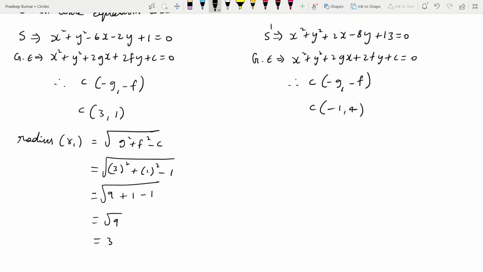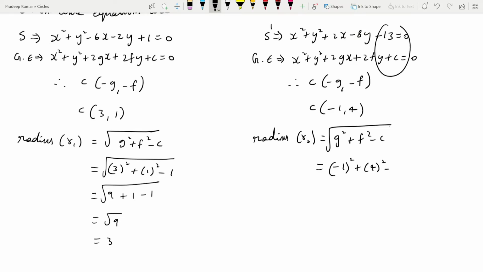So let's do the same for radius 2 also. I can write radius 2 equal to root of g square plus f square minus c. The g value is minus 1 whole square and the f value is 4 whole square, minus, when we see the c value here, it was 13. So I can write the c value as 13. The square root is also there, so let's solve this further.